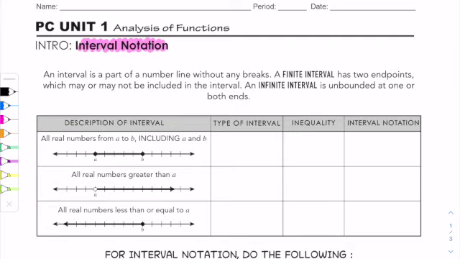So for the first section, this section here, it says all real numbers from A to B, including A and B. That's describing this number line. And it's saying that it's all real numbers from A to B, A being right here, B being right here. Because this is a closed interval, those are both two endpoints, we call this a finite interval.